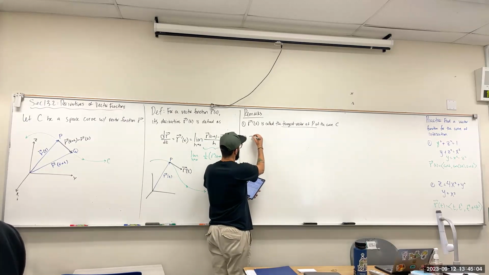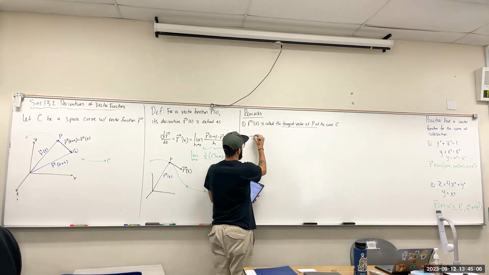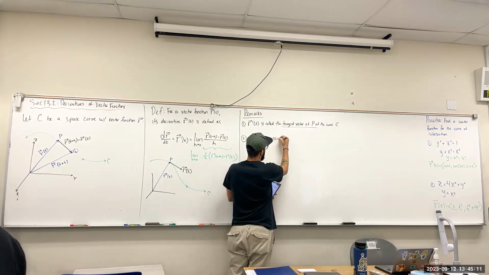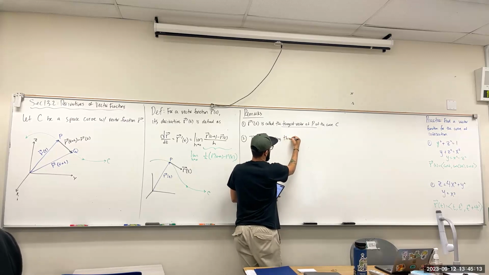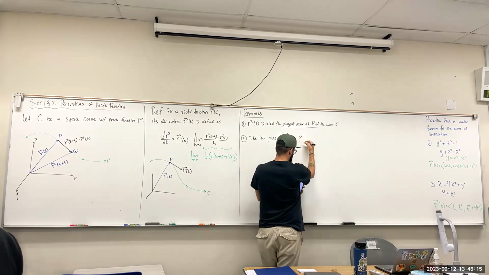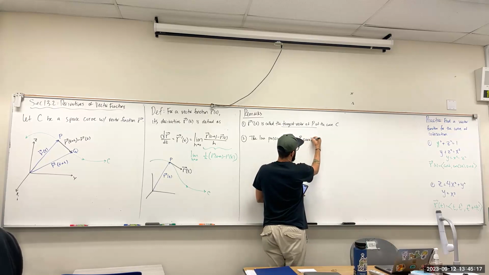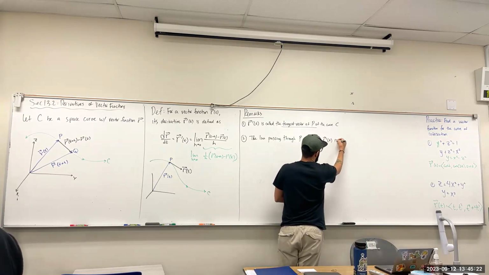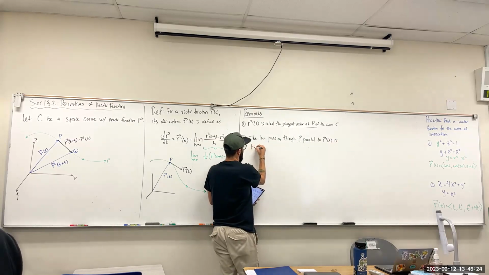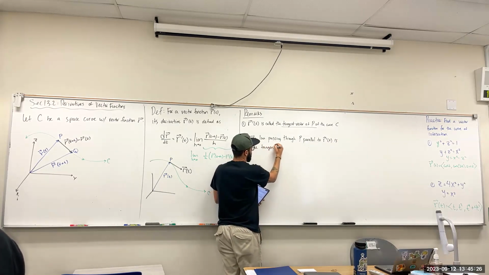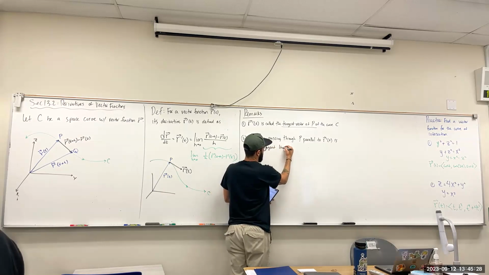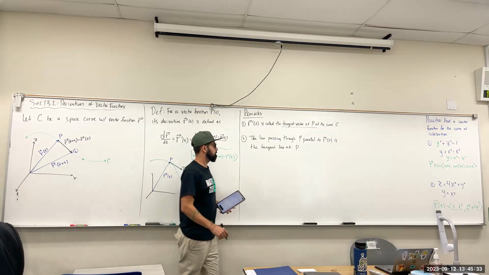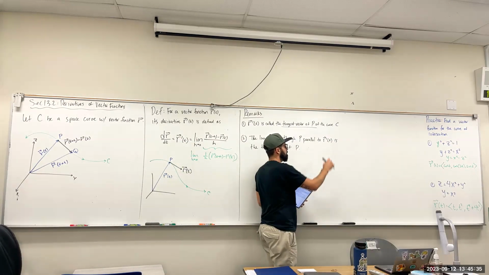So the line passing through P parallel to R prime is the tangent line at P. And R prime will give you its direction.